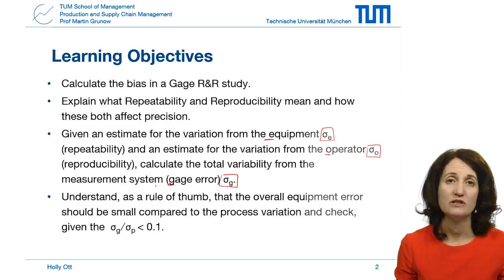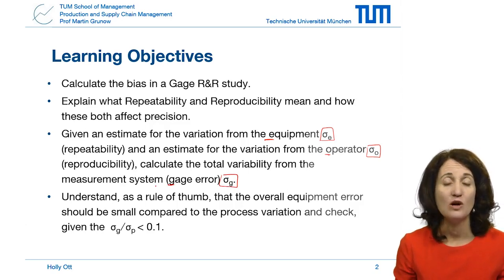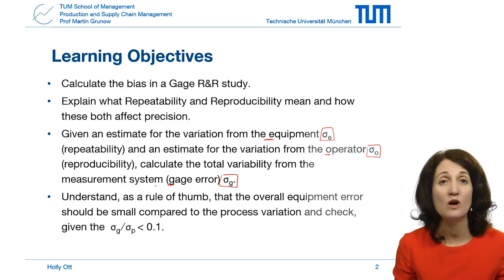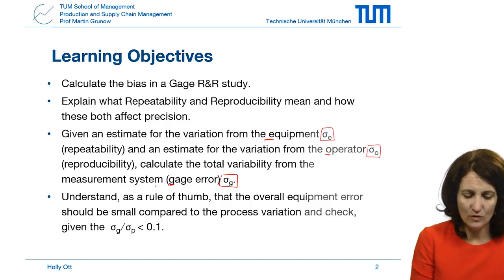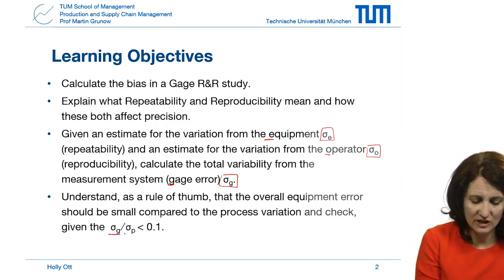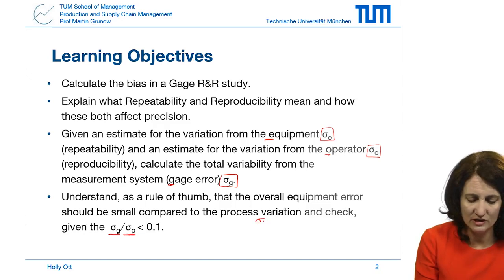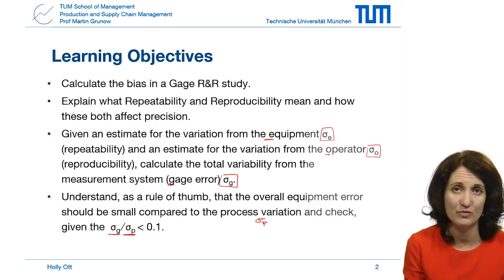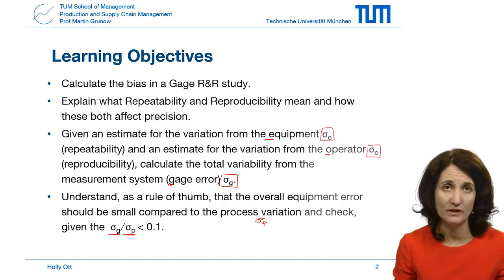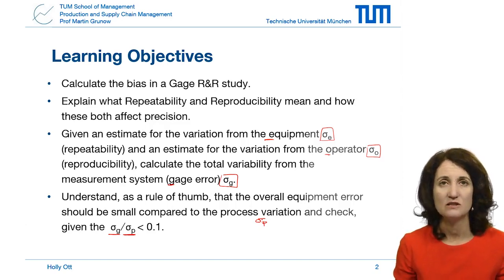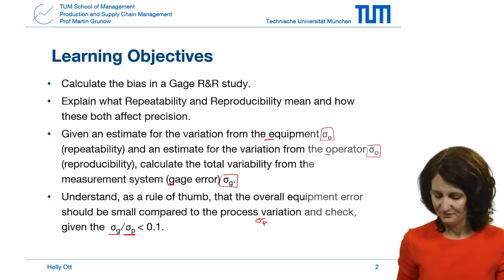We also want to understand as a rule of thumb that the overall equipment error should be small compared to the process variation, and check then that the overall error, sigma G, is small too compared to the overall process variation, sigma P, or less than 10%. We also have a short example for linearity.